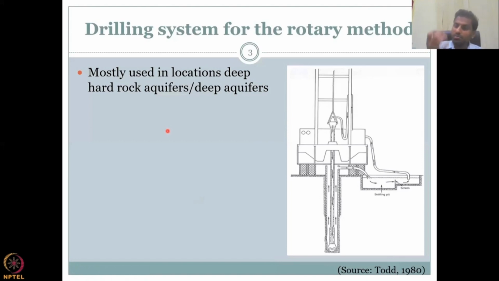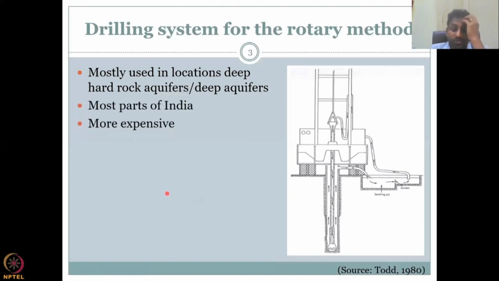They are also asked to deepen the wells sometimes. So it is not only for making new wells, but also to deepen or flush out another well. It is, as I said, in most parts of India, and it is the most expensive method of the methods. The volume of water may be much lesser compared to a dug well. However, these wells are preferred because of the small size.